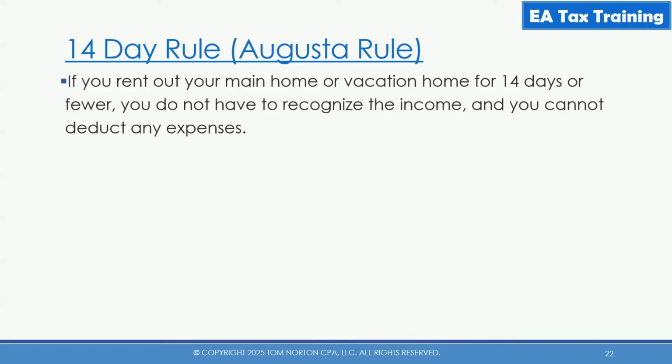And then finally, we get to the somewhat famous Augusta rule, or the 14-day rule. If you rent out your main home or vacation home for 14 days or fewer, you do not have to recognize the income and you cannot deduct any losses. So why is this called the Augusta rule?